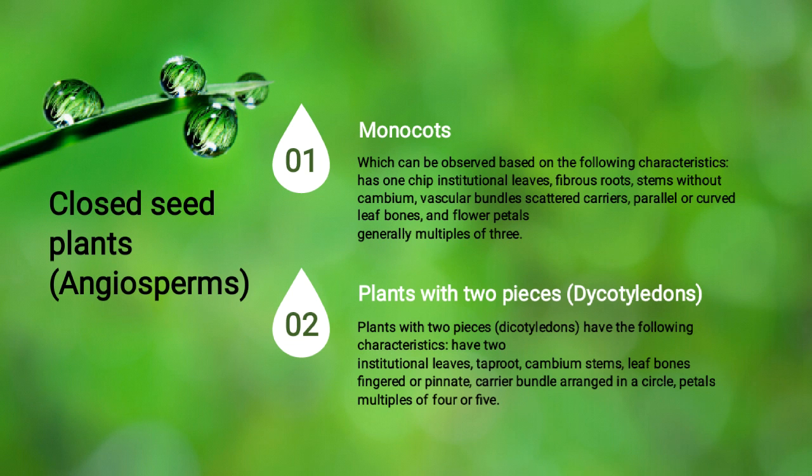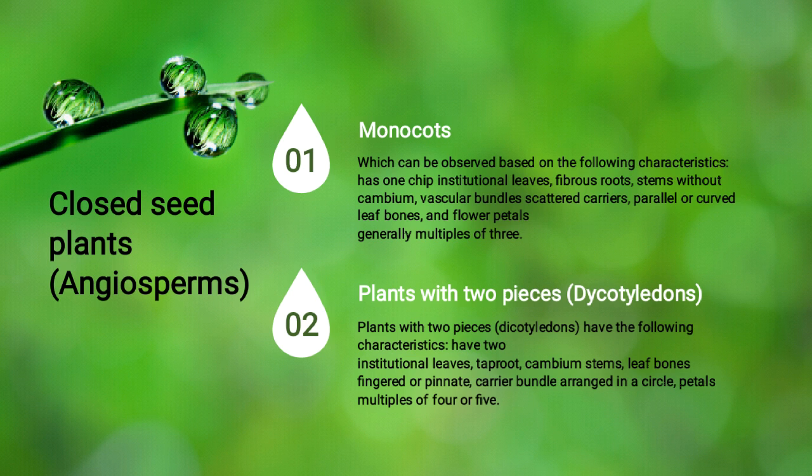Okay, for the next, closed seed plants are grouped into two groups. The first is monocots, which can be identified based on the following characteristics. They have one cotyledon leaf, fibrous roots, stems without cambium, scattered vascular bundles, parallel or curved leaf bones, and flower petals generally in multiples of 3.